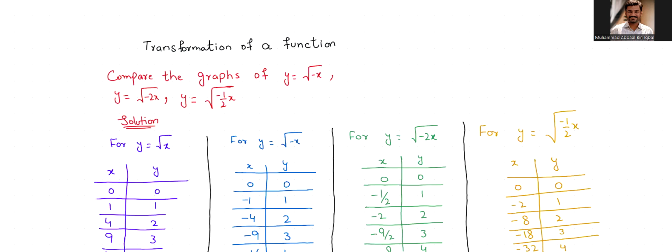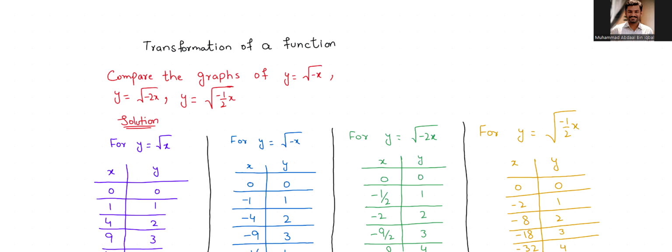Today we are going to discuss transformation of a function. Our question is: compare the graphs of y equals square root of minus x, y equals square root of minus 2x, and y equals square root of minus 1 over 2 x.